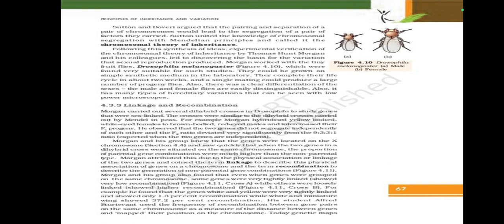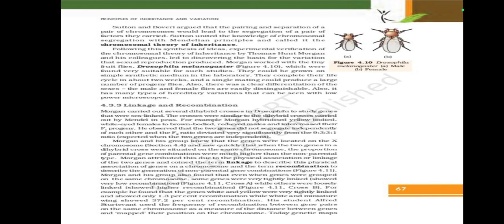Figure 4.11. Morgan and his group also found that even when genes were grouped on the same chromosome, some genes were very tightly linked, showing very low recombination, Figure 4.11 cross A, while others were loosely linked, showing higher recombination, Figure 4.11 cross B. For example, he found that the genes for white and yellow were very tightly linked and showed only 1.3% recombination, while white and miniature wing showed 37.2% recombination.